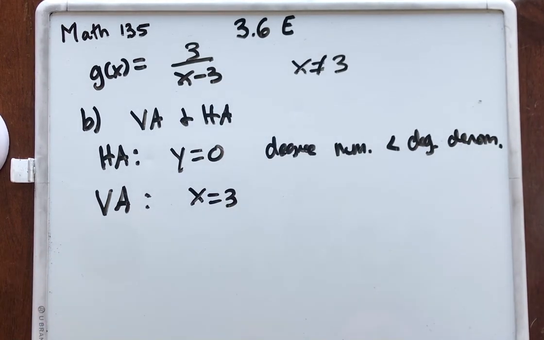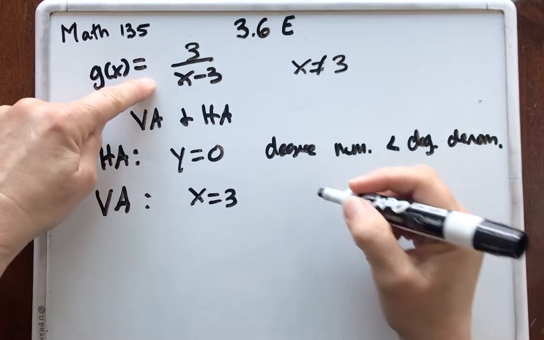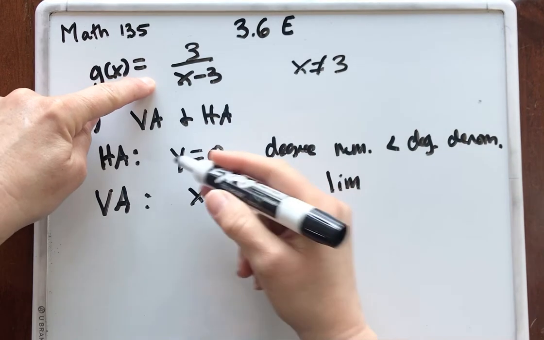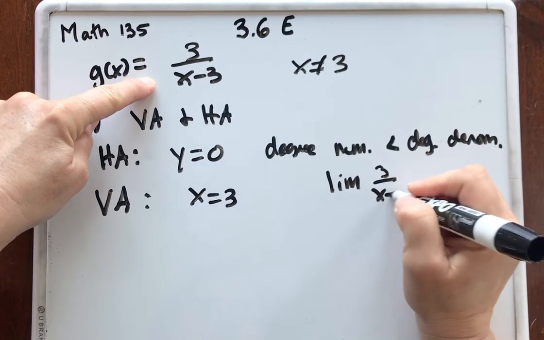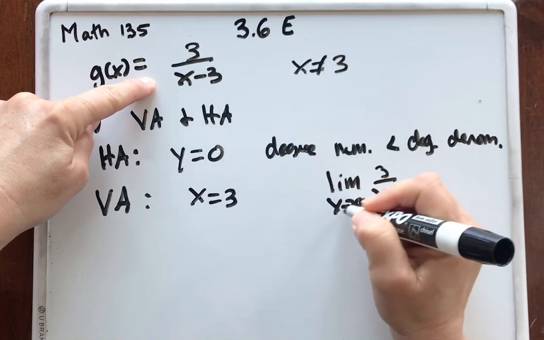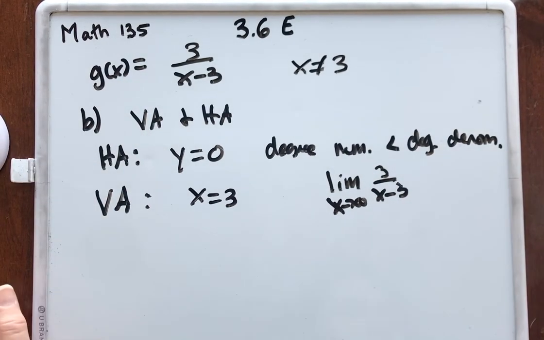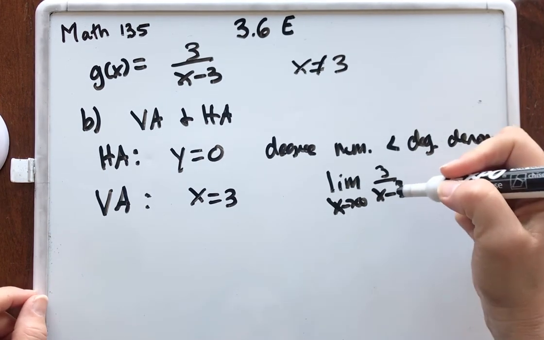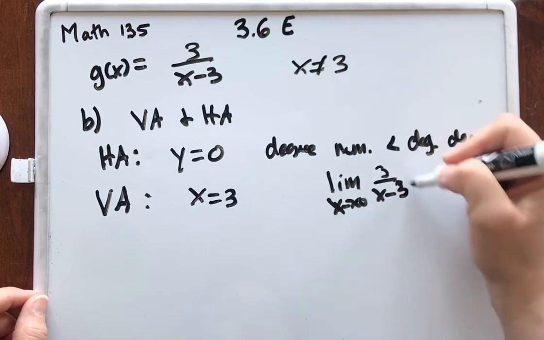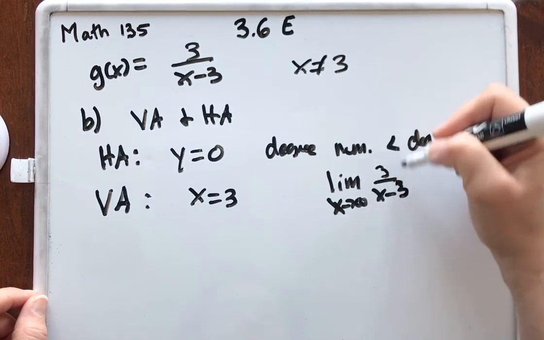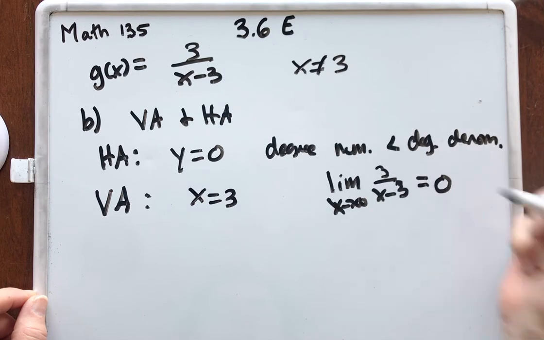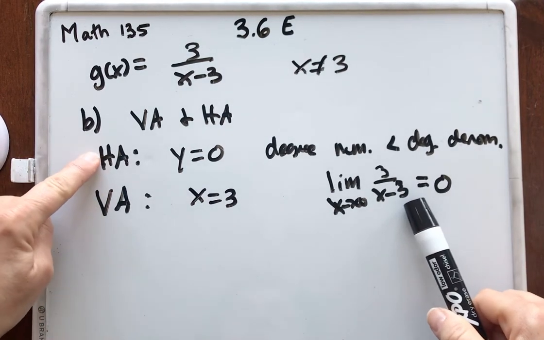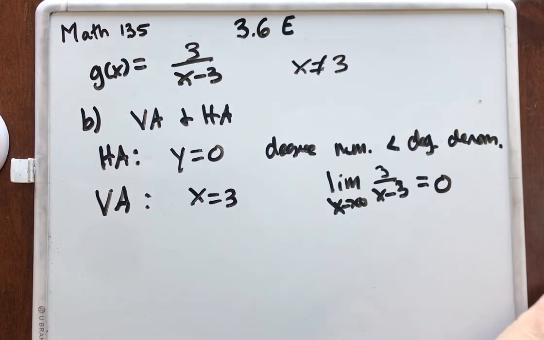Okay. How about if we took the limit? What would happen? Just for the heck of it, let's take the limit for the horizontal asymptote. Limit of 3 over x minus 3 as x approaches infinity. What would happen here? How would we show our work for this? Well, we know that if we go up to infinity, this is going to get bigger, so 3 over it is going to get smaller, so it's going to go to 0. Okay, so again, the limit, horizontal asymptote, same answer. All right, let's go on.